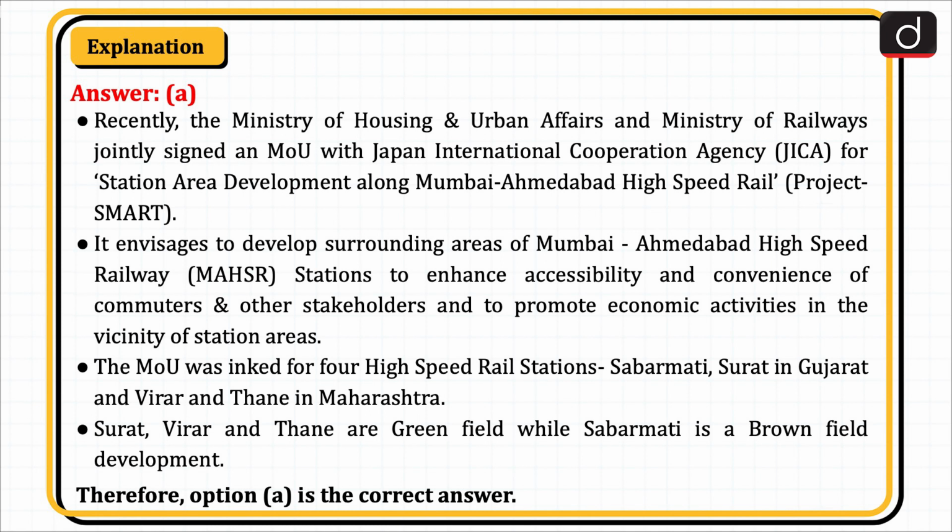The MOU was inked for 4 high-speed rail stations: Sabarmati, Surat in Gujarat and Virar, and Thane in Maharashtra. Surat, Virar and Thane are greenfield, while Sabarmati is a brownfield development. Therefore, option A is the correct answer.